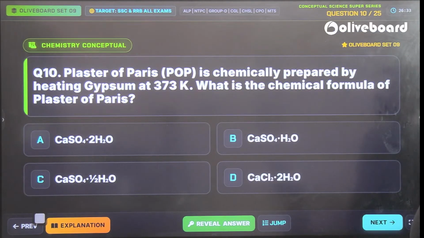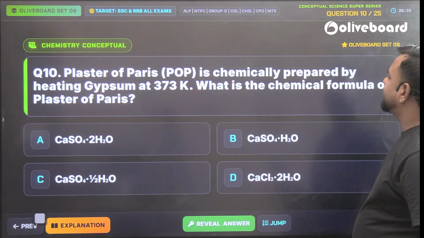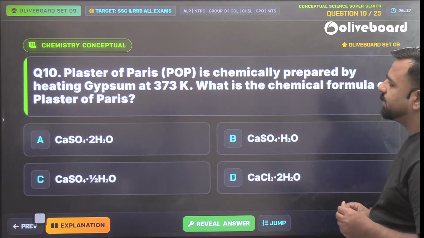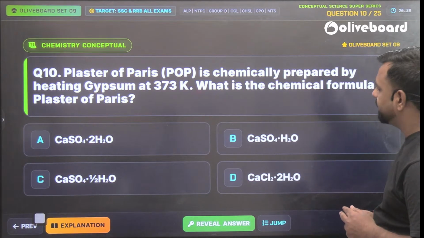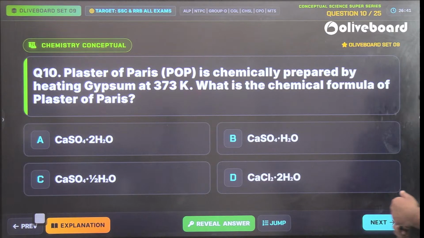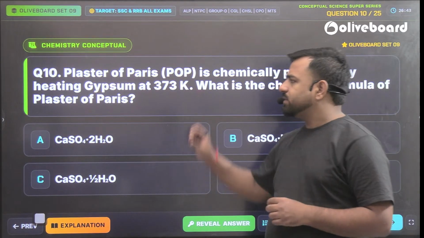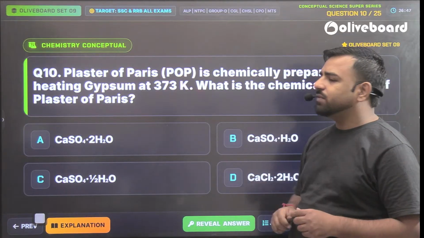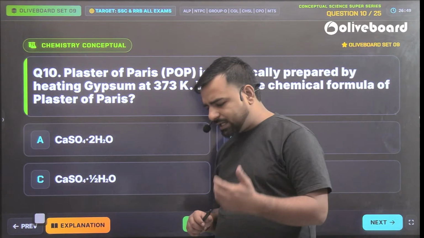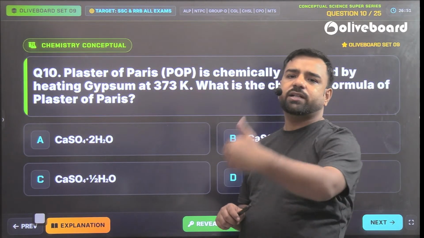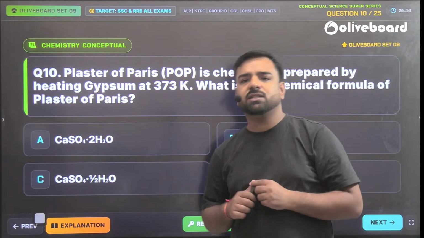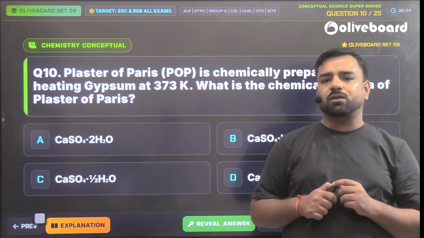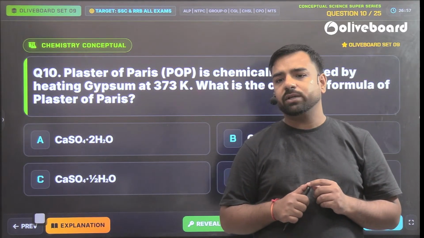Next is this. The plaster of Paris is chemically prepared by heating gypsum at 373 Kelvin. What is the chemical formula for the plaster of Paris? So we have discussed the temperature in the last class, right? So yes, at 373 Kelvin, gypsum gets converted into the plaster of Paris. What is the formula for the gypsum? So it's CaSO4.2H2O.